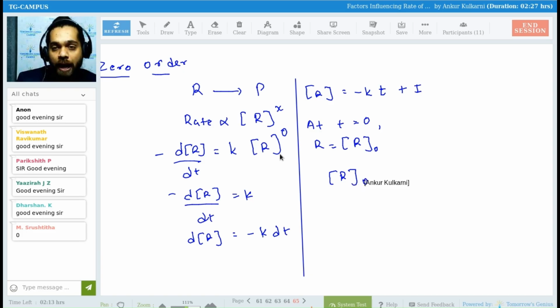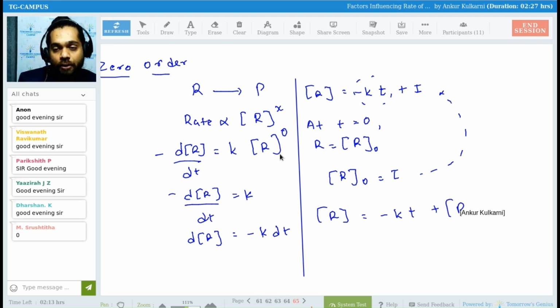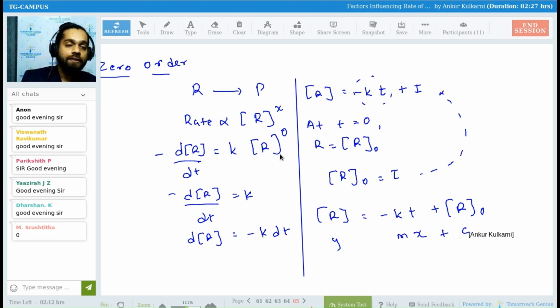So my R will become R naught, and this will be eliminated because T is equal to 0. So R naught is equal to I. I can substitute this over here and get one equation. That equation will be R is equal to minus KT plus R naught. This is what we have got, and this was your Y, this was your M, this was your X, this was your C.